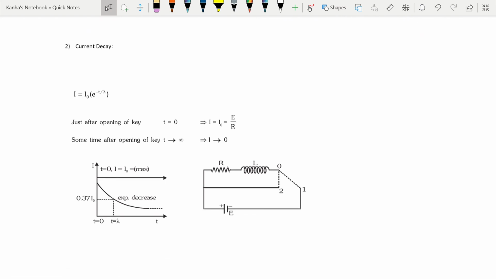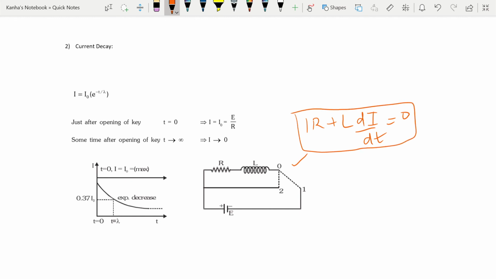So the equation, this is my circuit. If I try to write the EMF equation, it is IR plus L di by dt is equal to 0. Let me see what happens here. Once the current acquires its final maximum steady value, which was I naught, if suddenly I pull out the switch, okay, then the current starts decreasing exponentially with respect to time.